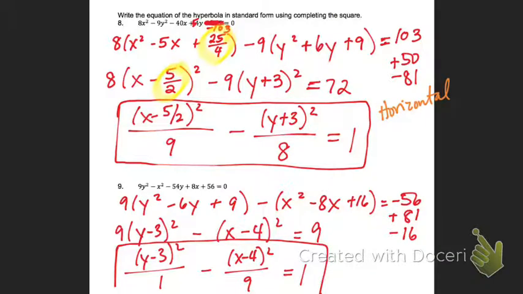And my center would be where? 5 over 2 and negative 3. And then looking at the second one, would it be horizontal or vertical? Vertical. And my center would be where? 4, 3. Perfect, because I take the x and then the y, not 3, 4. So now I would go up and down 1, left and right 3.